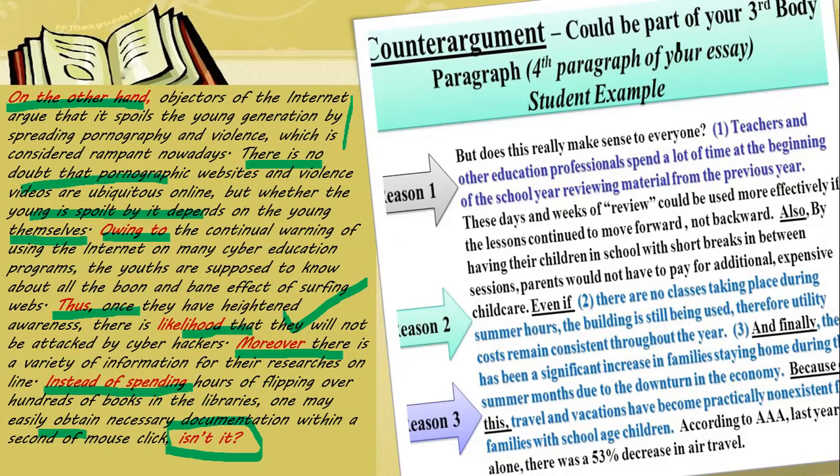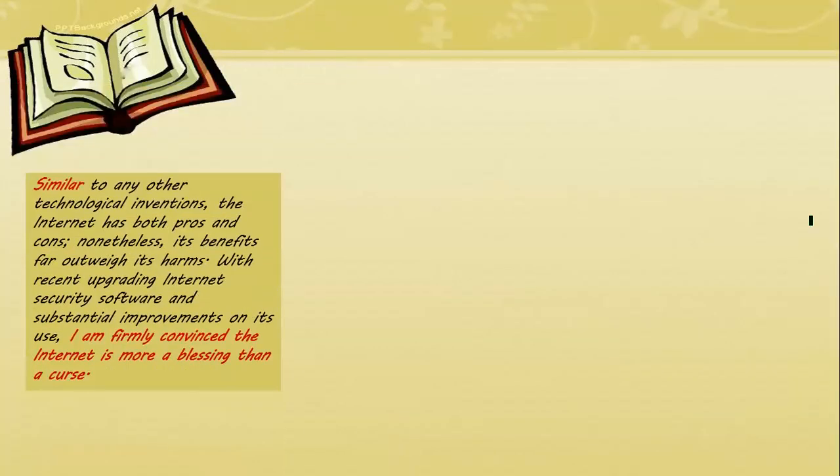Look at another example. Reason number 2, let's see this. There are no classes taking place during summer hours. The building is still being used, therefore utility costs remain constant throughout the year. And finally, look at the use of connection, and look at the use of even if also. So there can be many interesting starters. If you just go into it and try finding them, you will find countless ones, and you can have your writing really done in a wonderful way. This is the ending.